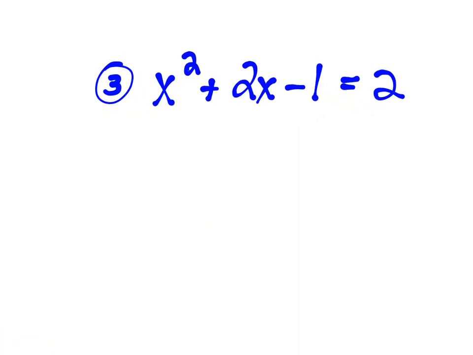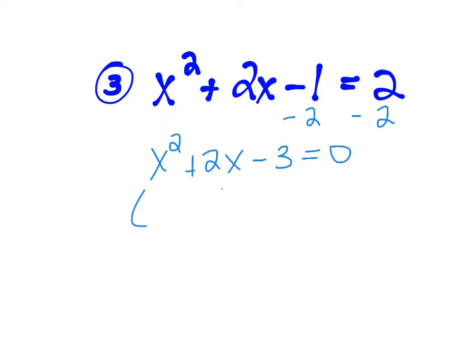I can solve by factoring. What do I have to do first? Let's get that 2 on the other side. So I have x squared plus 2x minus 3 equals 0. So I'm looking for factors. Well, look, what's my a term? 1. So this is easy. I look for factors of negative 3 that multiply to give me negative 3, but add to give me a positive 2. What are the only factors of 3? 3 and 1. Good. So now we got to figure out our signs.